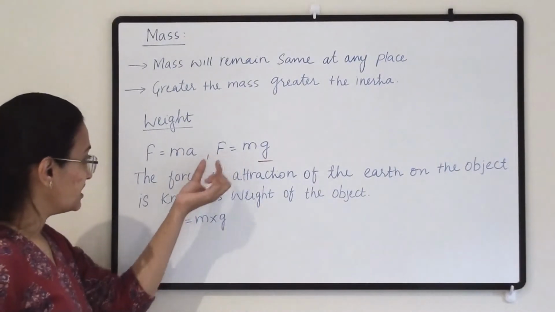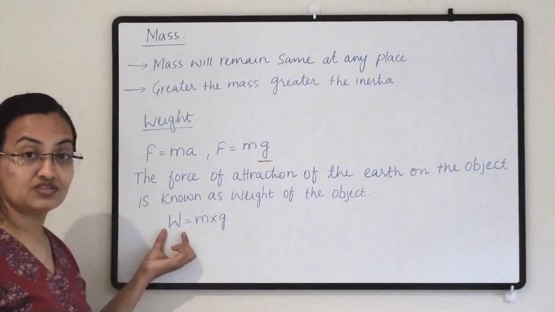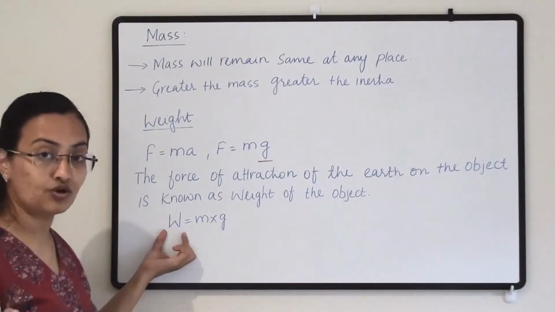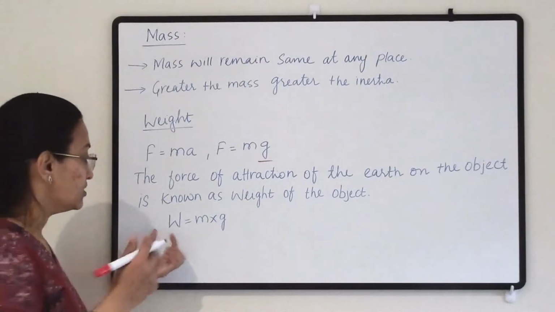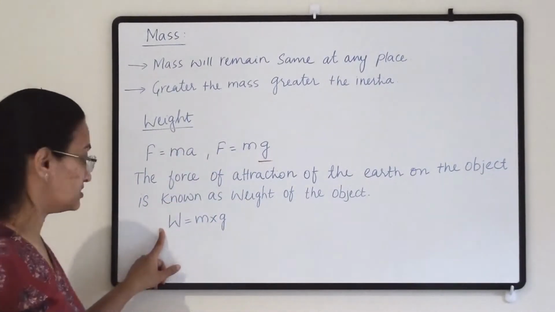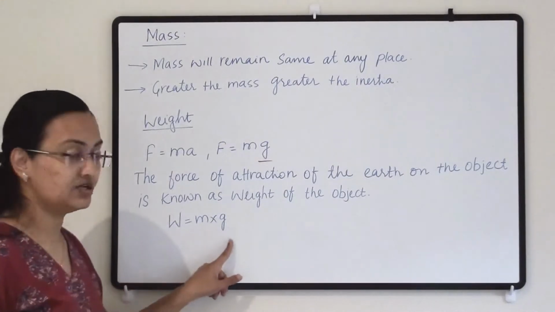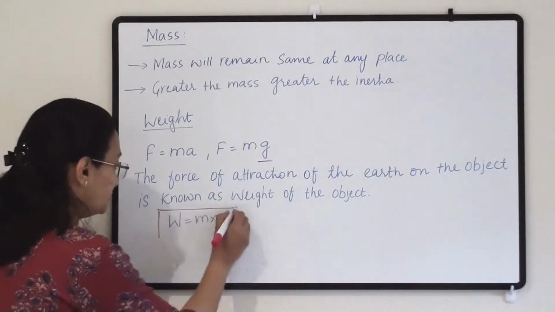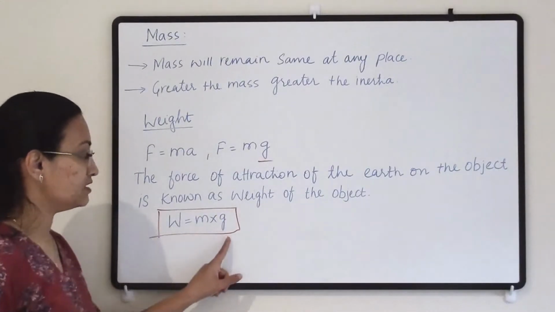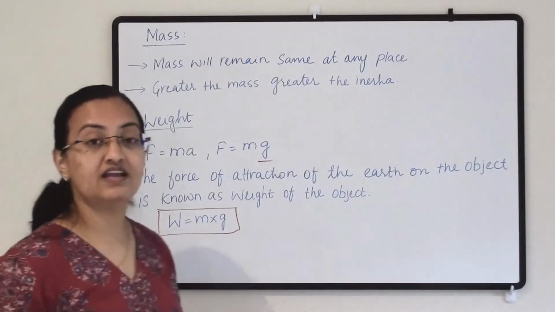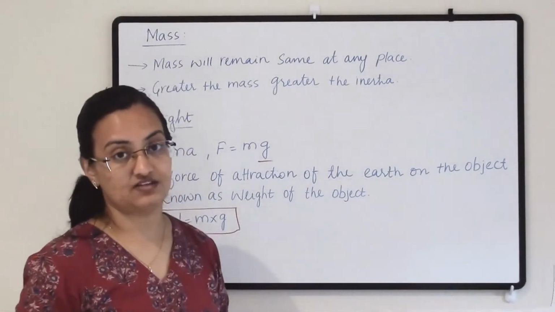So this force of attraction is going to be W, because that is weight. The force of attraction of the earth which is acting on the object is known as weight. Here we have replaced this force with W, which is weight. So W equals m into g. This is our new formula: weight equals m into g. Now what is the value of g? g is 9.8 meter per second square.